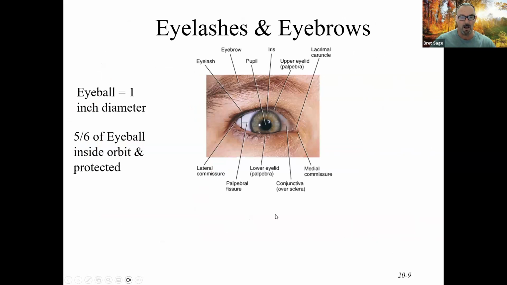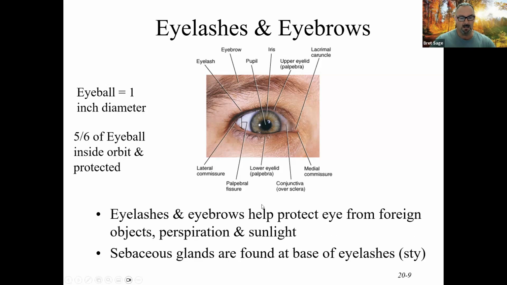Okay, eyelashes and eyebrows. Eyeball is about 1 inch in diameter. We're going to see that 1 inch size in a lot of anatomical parts coming up later in the lecture. 5/6 of the eyeball is found inside the orbit and protected, so only 1/6 of our eye is actually visible outside of our eyelids. Eyelashes and eyebrows help protect the eye from foreign objects, perspiration, and sunlight. So it keeps dust out, sunlight from damaging the retina, etc.